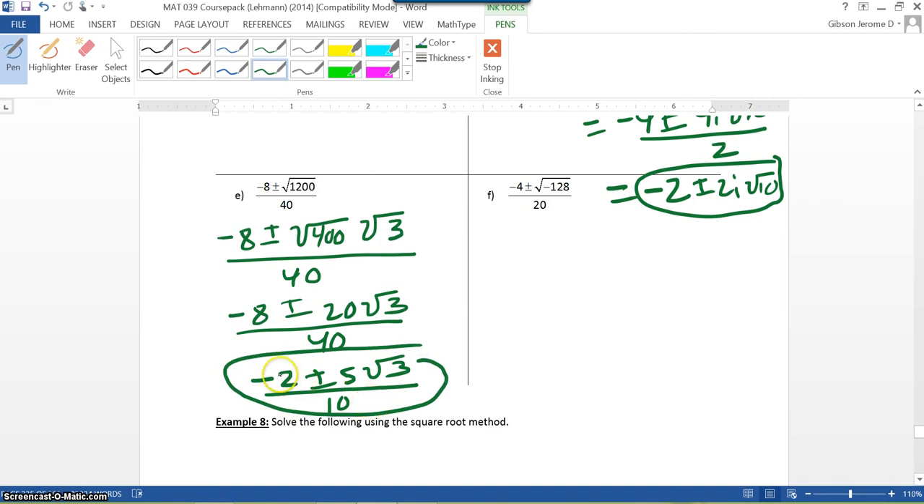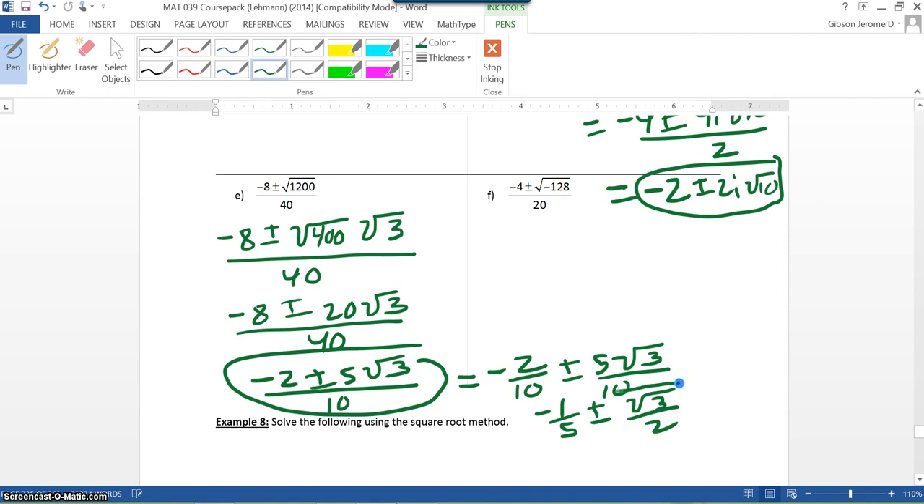But you know what, now that I think about it, we can simplify this even more. We would just have to separate this. So we had negative 2 over 10 plus or minus 5 root 3 over 10. Now negative 2 over 10 will give us a negative 1/5 plus or minus this 5 and 10. We know that can simplify to 1/2. So that would be square root of 3 over 2. And this would be the final answer.